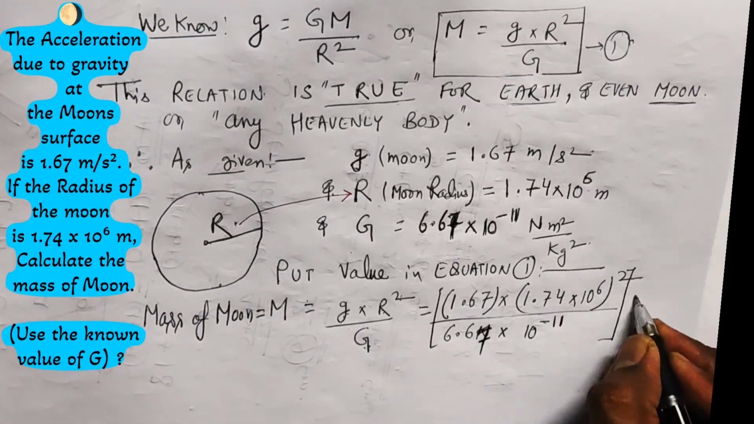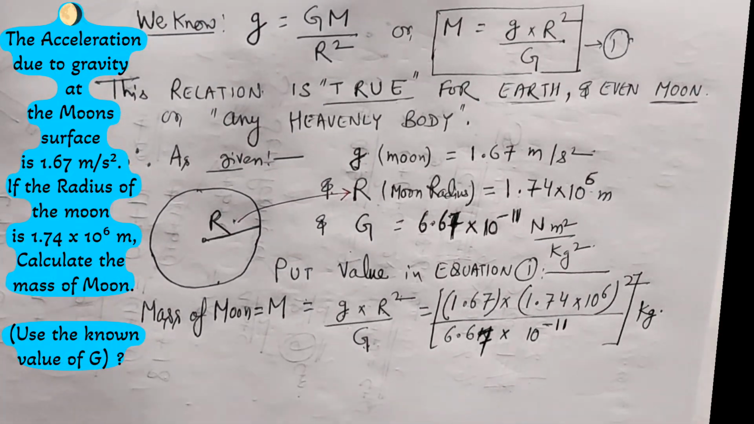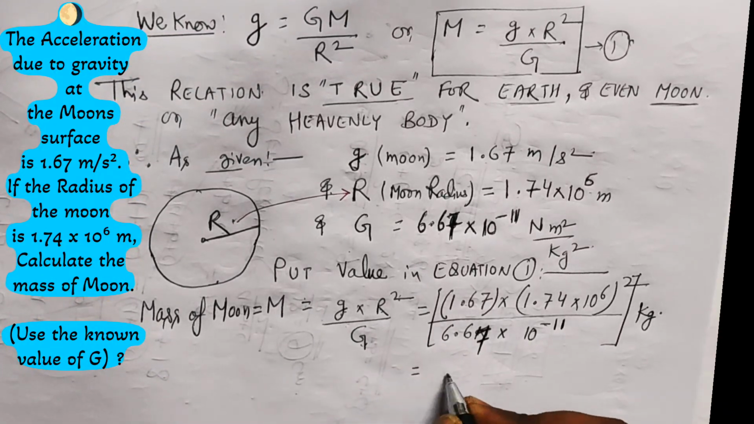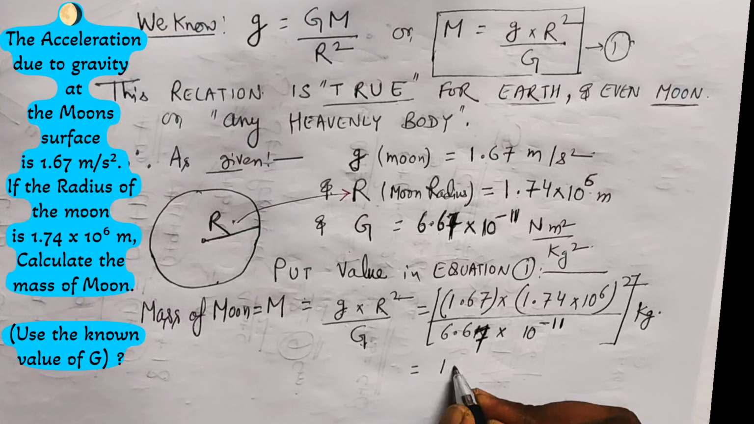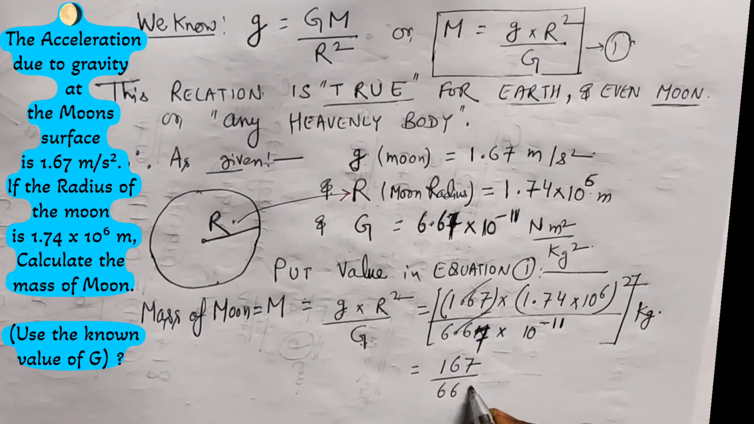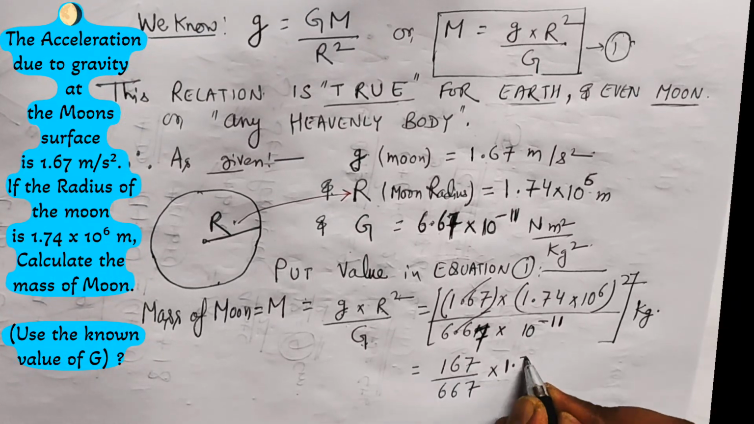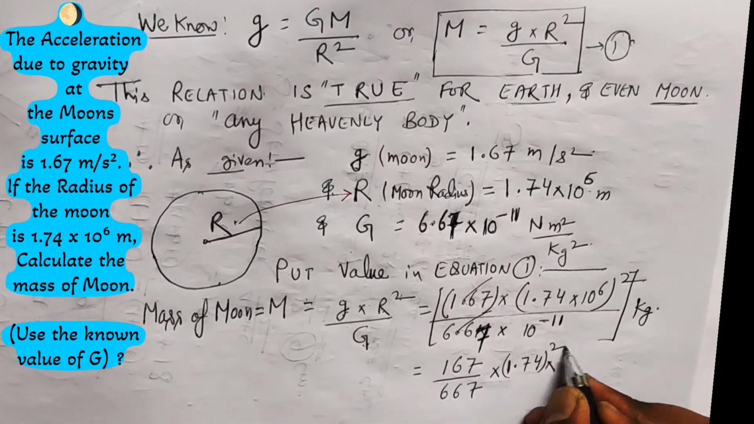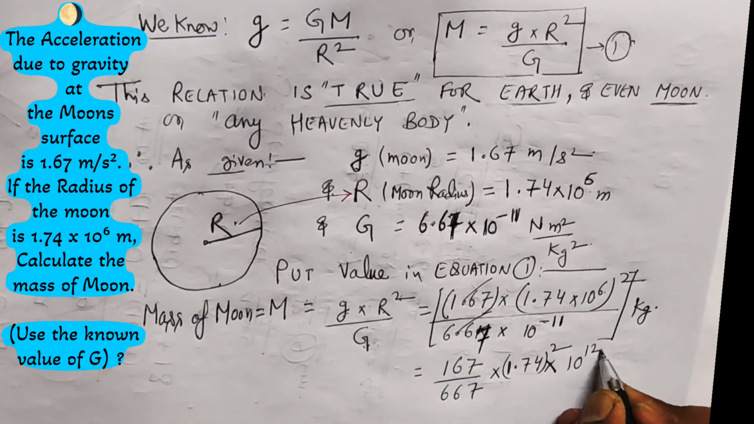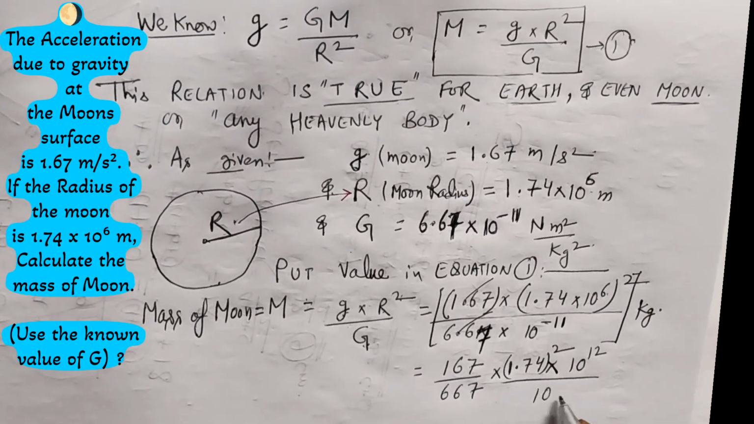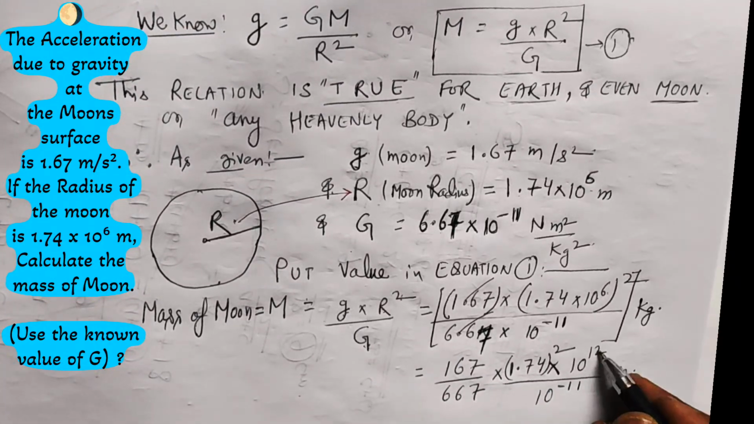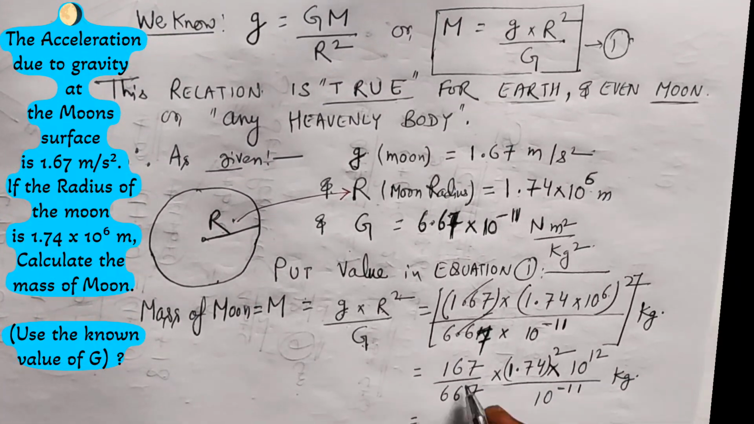So all the units will be cancelled out and finally kg will remain, because that is the mass. The unit of mass is kg over here, right? So this is a very simple calculation, we just need to do it. And here this decimal will be cancelled out, so it will be 167 by 667 into 1.74 whole square into 10 to the power 6 whole square, which will be 10 to the power 12, divided by 10 power minus 11 kg. So just solve this to get the value of the mass of the moon.